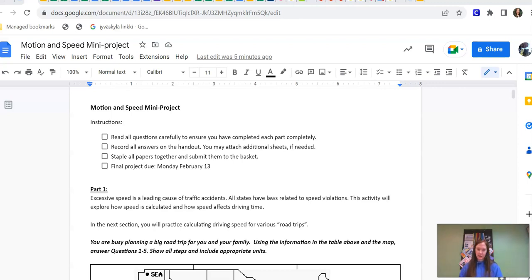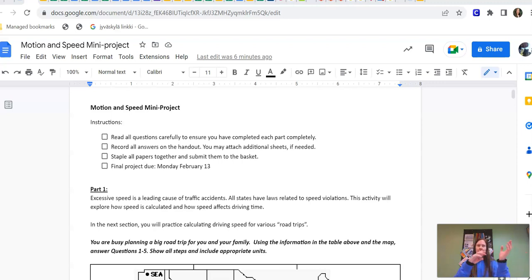And Miss Super can definitely help you answer any of your questions. But I wanted to clarify a couple of points so that you understood what I was expecting of you. First of all, please make sure you read all of the directions and all of the questions carefully, answering the questions carefully and completely. So if it says to show your steps, please show your steps, even if you use a calculator. Make sure you include units, okay?